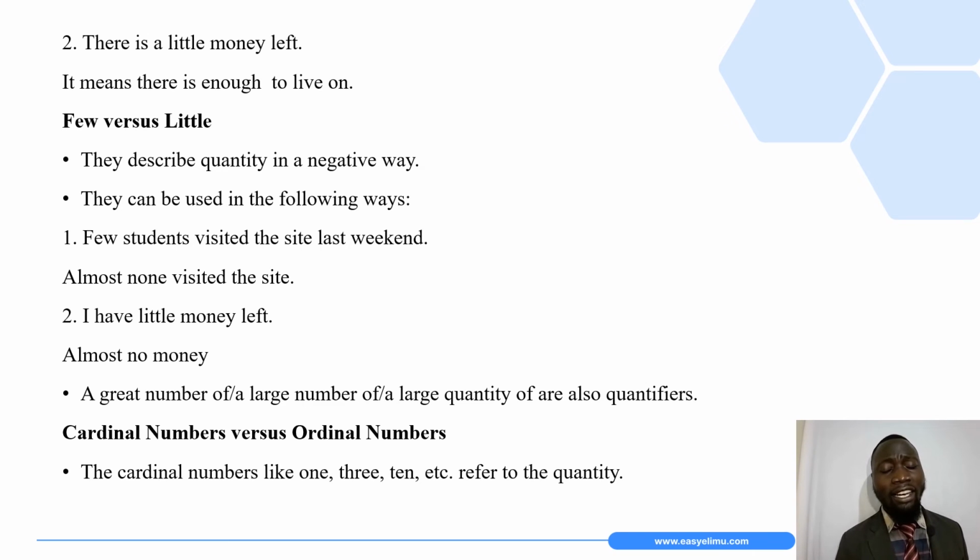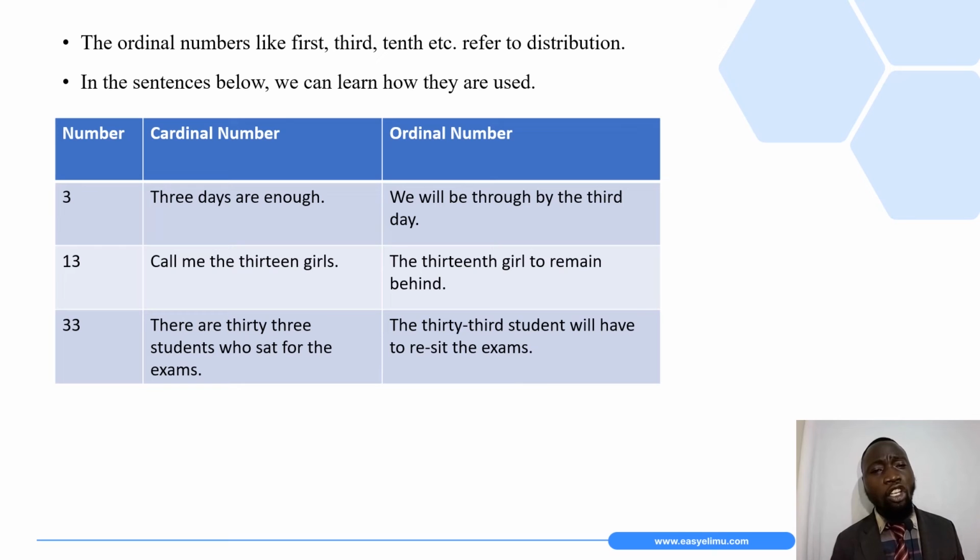So cardinal numbers are numbers like 1, 3, 10, etc. In most cases, the cardinal numbers are used in sentences to indicate the quantity or the amount. So if I say that there are 3 people inside the classroom, then this means that we have used the cardinal number 3 to give the exact number of students who are in the classroom. The ordinal numbers are numbers like first, third, 10th, and so on.